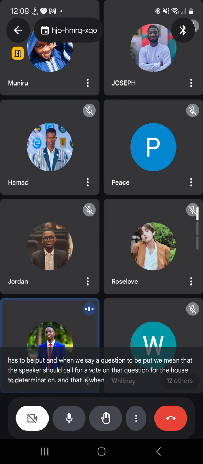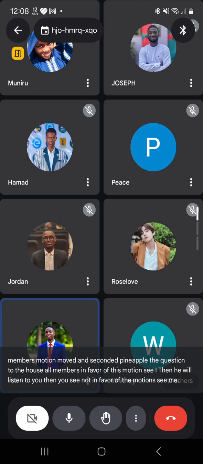And that is when you hear the speaker say, Honourable members, motion moved and seconded. I now put the question to the House. All members in favor of this motion say aye. Then he will listen to you. Then he will say, not in favor of the motion, say nay.